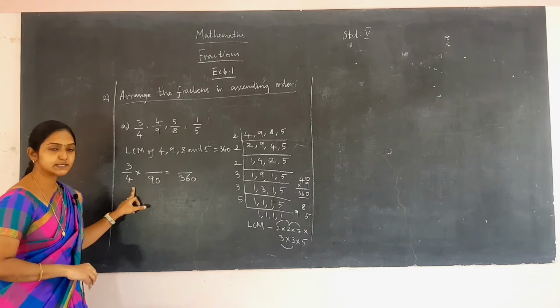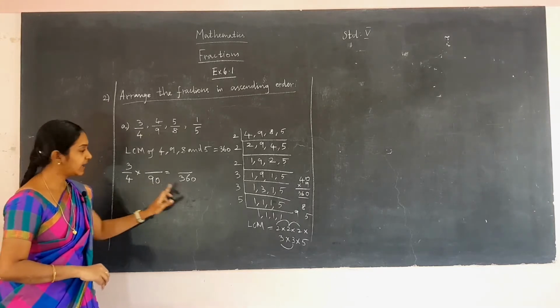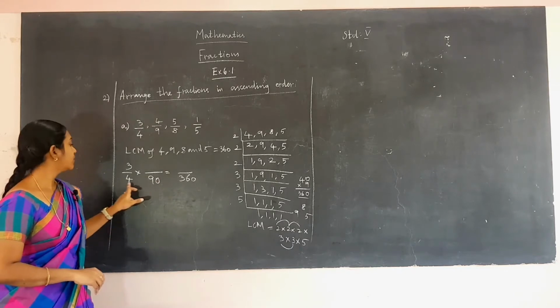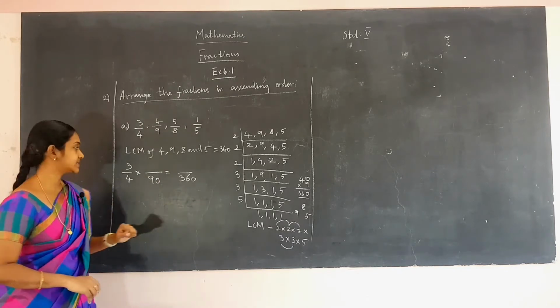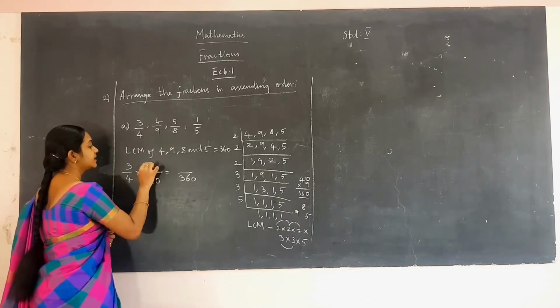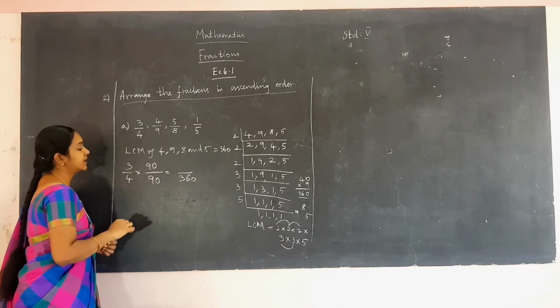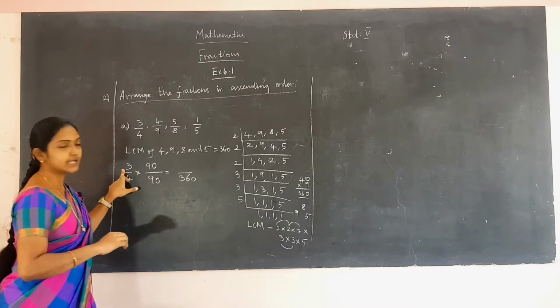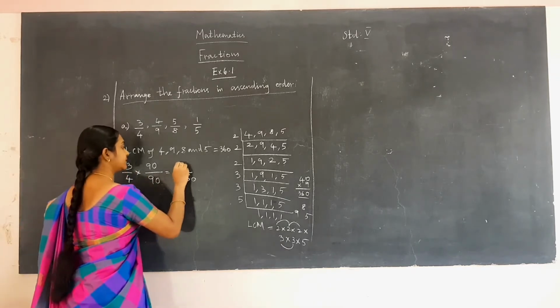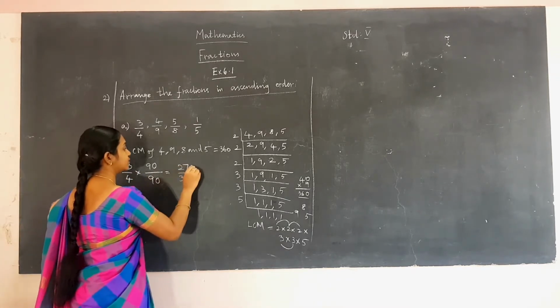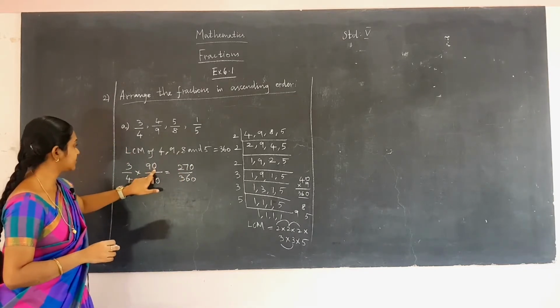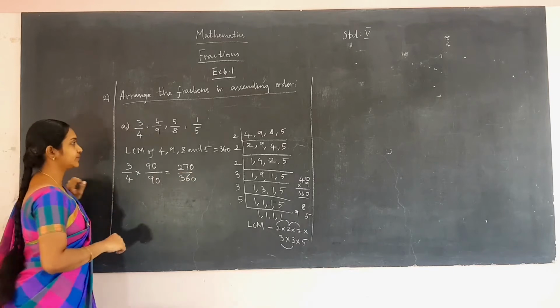9 4s are 36, so first write 36 and the extra 0 we have here, so put a 0 here also. So 4 into 90 is 360. Multiply the numerator also with 90. 9 3s are 27. Here we have a 0, so put a 0. So 3 by 4 becomes 270 by 360.